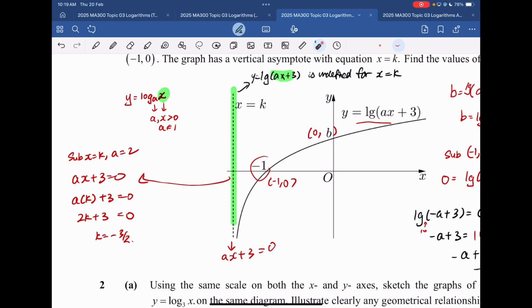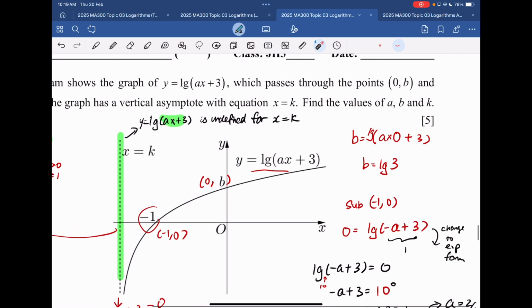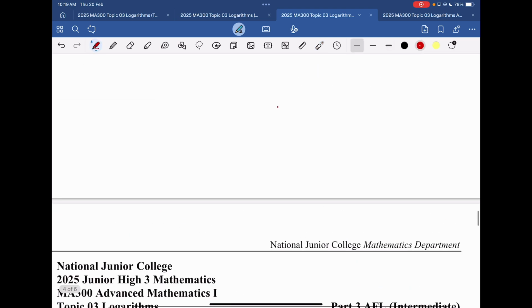So let me explain again. I know some of you probably are lost. Now you remember ax plus 3, this function, right? It must be defined for what? Ax plus 3 must be more than 0. Am I right? Correct? Because remember log. What does log say? If you have y equals to log ax, what do I need? I need a to be greater than 0. A cannot be 1.